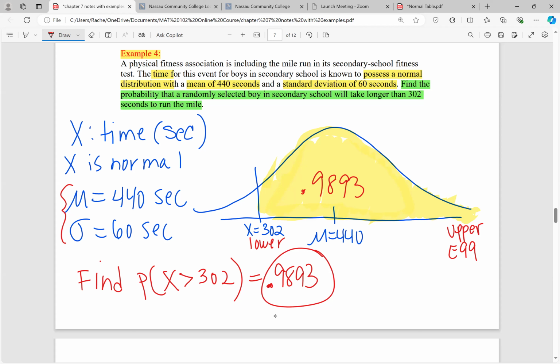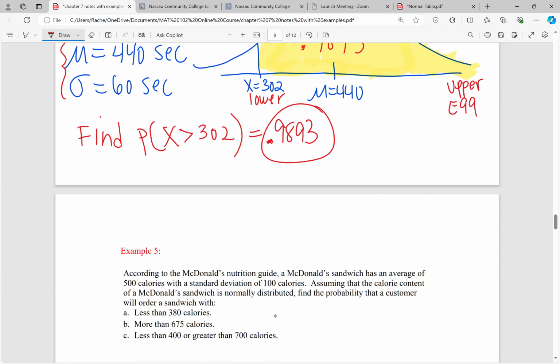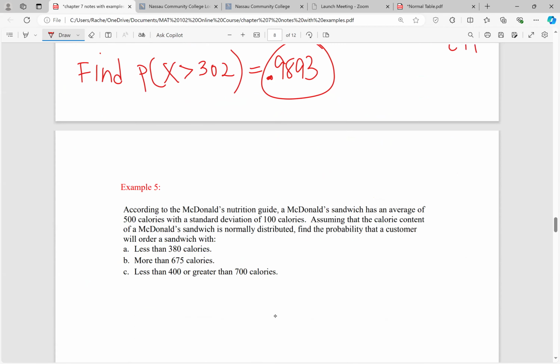So we'll end this lesson here. And in the next lesson, we'll do one more application question, example 5, and it has 3 parts to it.